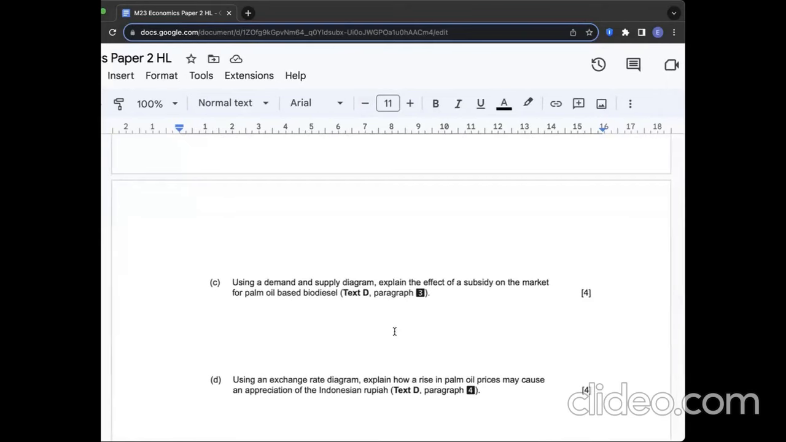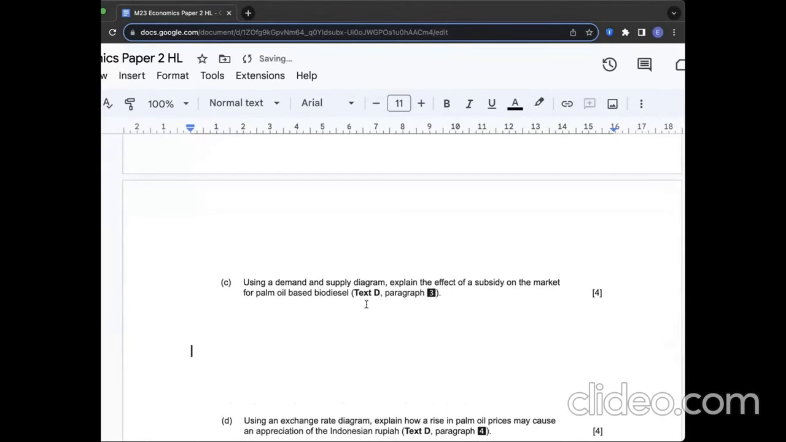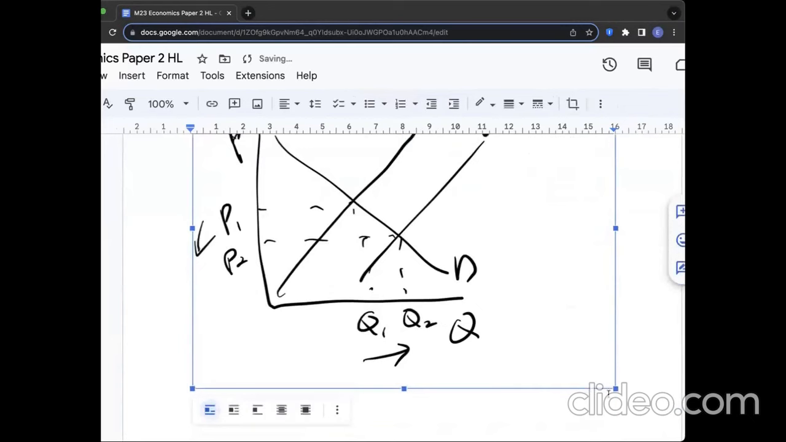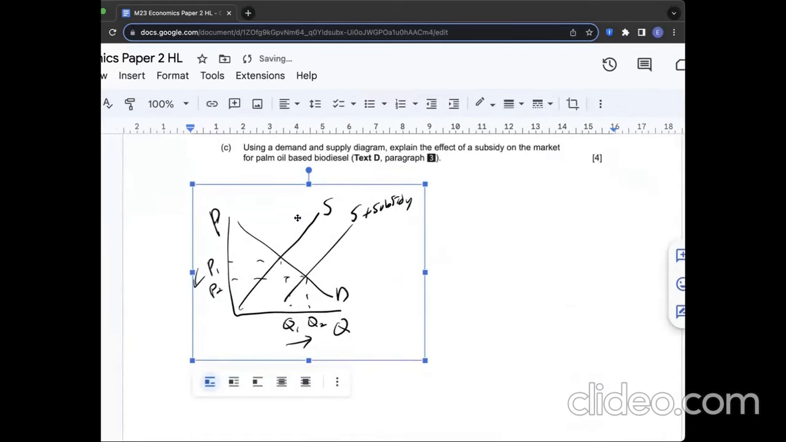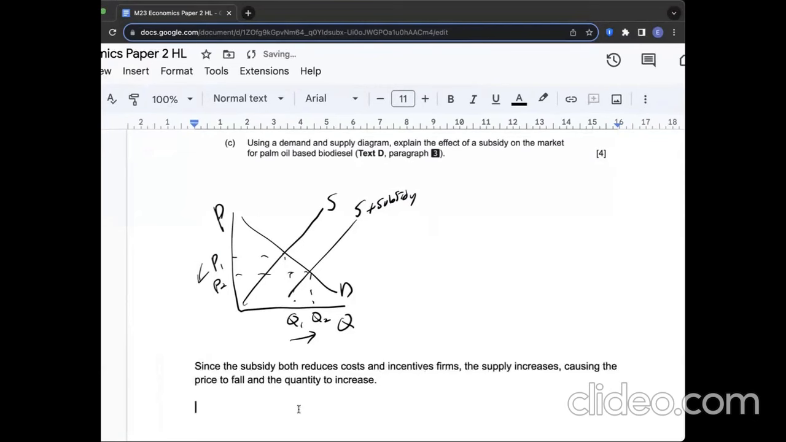C, using a demand and supply diagram, explain the effect of a subsidy on the market for palm oil-based biodiesel. Okay, if you get subsidy, that's good news. So you're going to be motivated to produce more of them. So let me draw the diagram first. The market gets subsidy, so the supply shifts to the right. Therefore, price decreases, quantity increases. Since the subsidy both reduces cost and incentivizes firms, the supply increases, causing the price to fall and the quantity to increase.